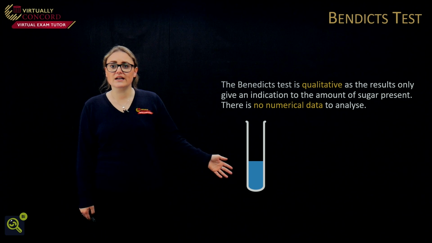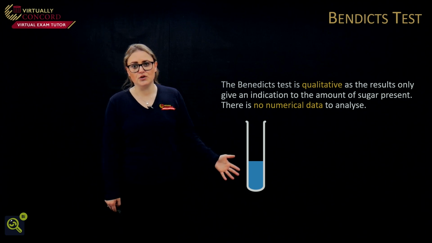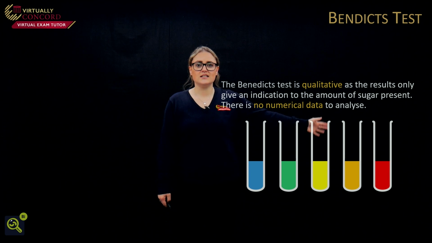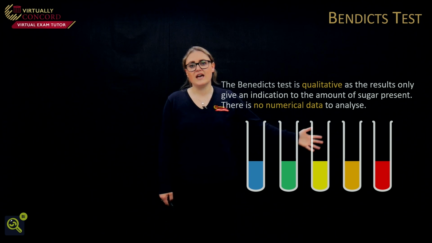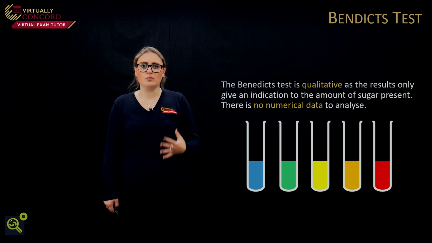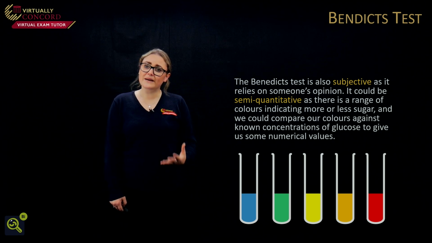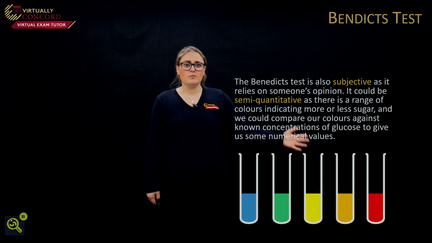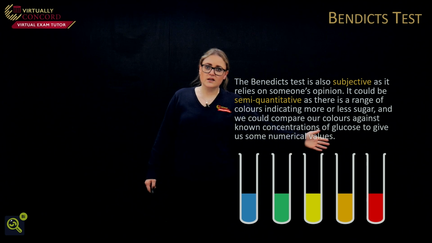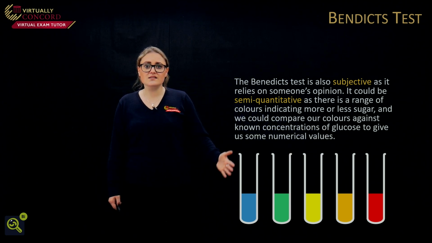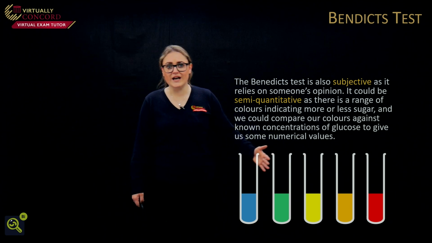So we started with a negative result, okay? The colour stayed blue, there was no change. Then we progressed, okay, through these colours until we reached brick red, and that was a result showing us the most sugar was present. The test is also subjective, okay, so it relies on somebody's opinion, okay? So my opinion on whether it was this colour or this colour would be slightly different to yours, okay? It just shows us that there's a range, okay, of more or less sugar.